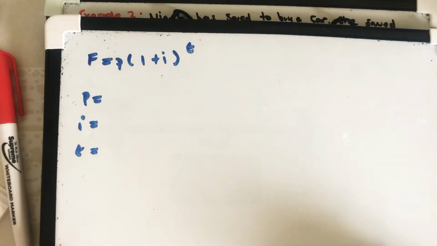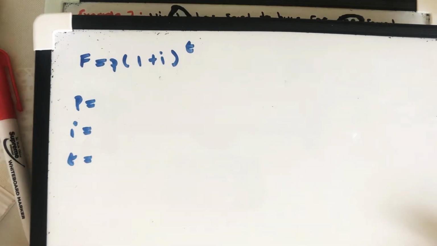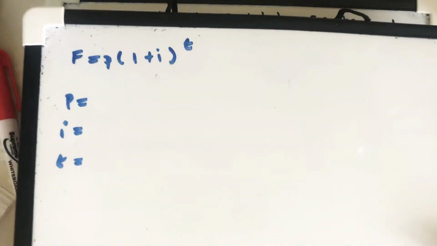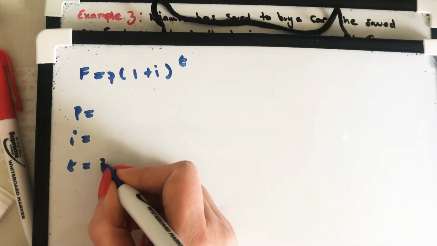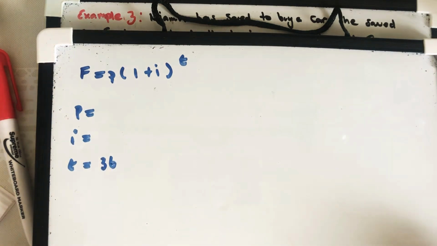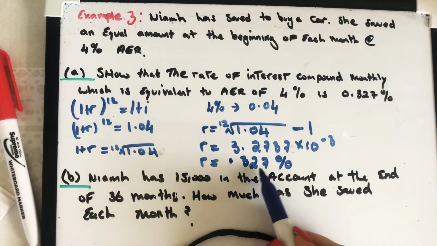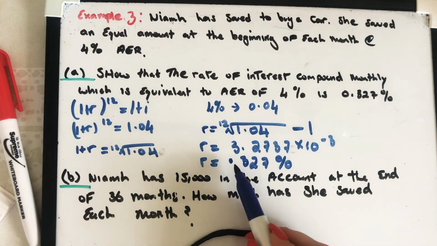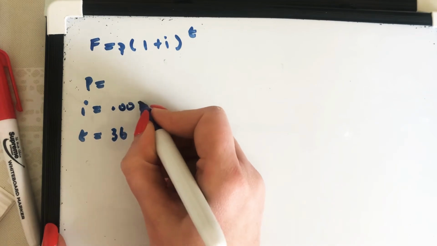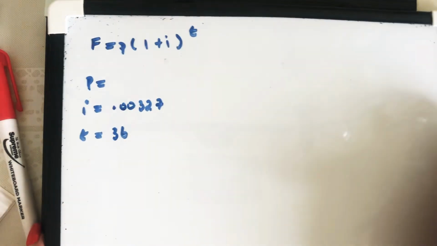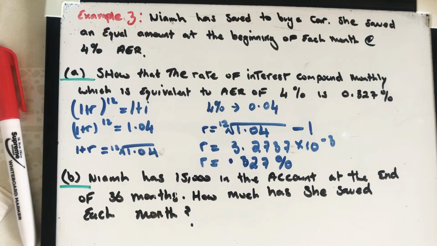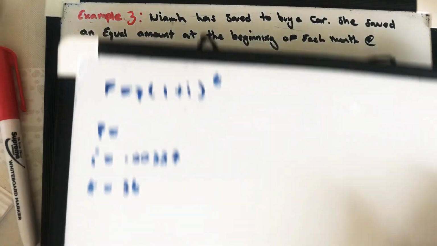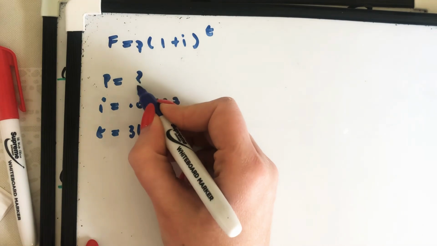Well, we know anyway that because she had saved for 36 months, our T is 36. We know that I is the interest, which we previously worked out, so we have 0.327%, and of course that in decimal notation will be 0.00327, so let's write that down, 0.00327, and then the value of the P is what we're trying to find. So let's put a question mark on that.